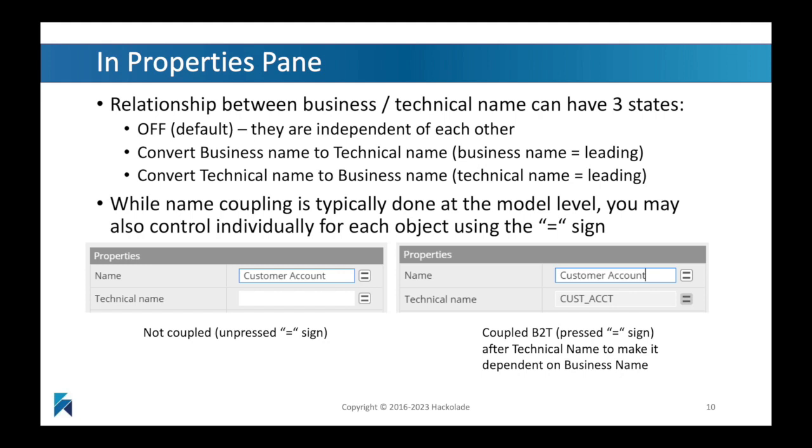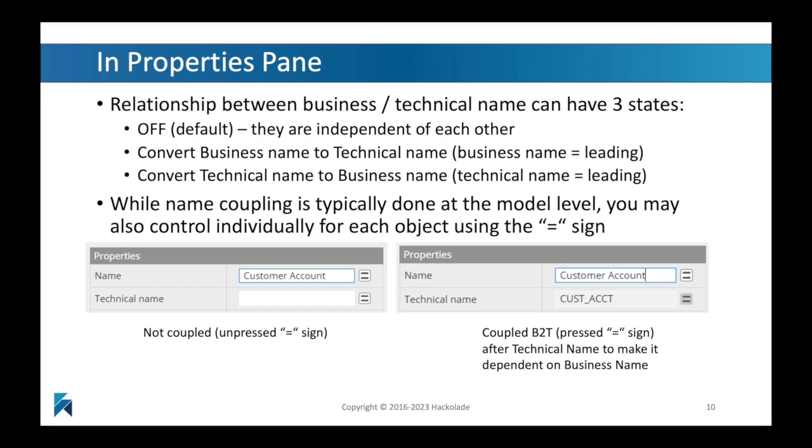This is something that you configure in the properties pane, right? This is where you can have 3 states for the relationship between your business and your technical name. You can say, they are independent of each other, there is no relationship. Or you can say the business name is leading, so you convert the business name to a technical name. Or alternatively, and lastly, you can say the technical name is leading, and that means that the tool will convert the technical name to the business name, right?